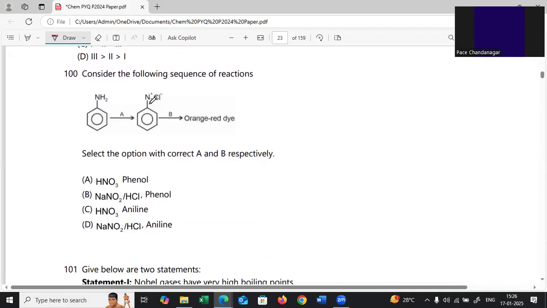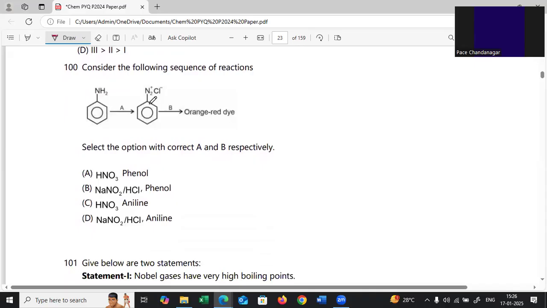Next, consider the following sequence of reactions. Yeah, NH2 to N2Cl means NaNO2 and HCl, right? Because you are forming your diazonium salt, NaNO2 and HCl for sure. So you have both the things here. Then you turn out to be your orange red dye here. Be very careful there. So that would be phenol, orangish red color dye, which is your phenol. Phenol is acidic in nature, right? So therefore, this is how it is.